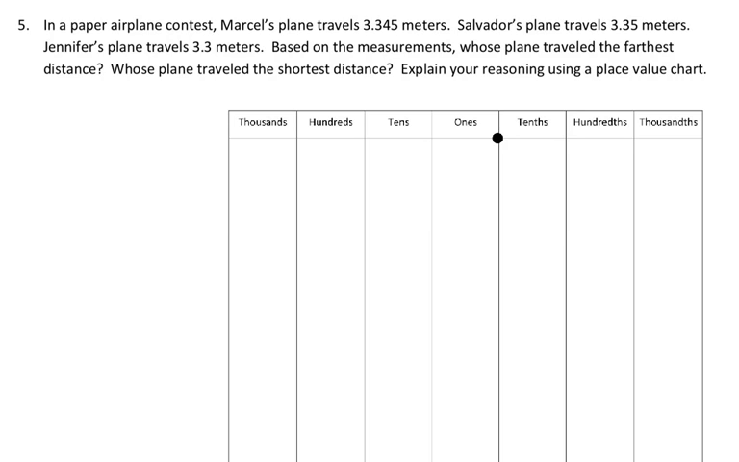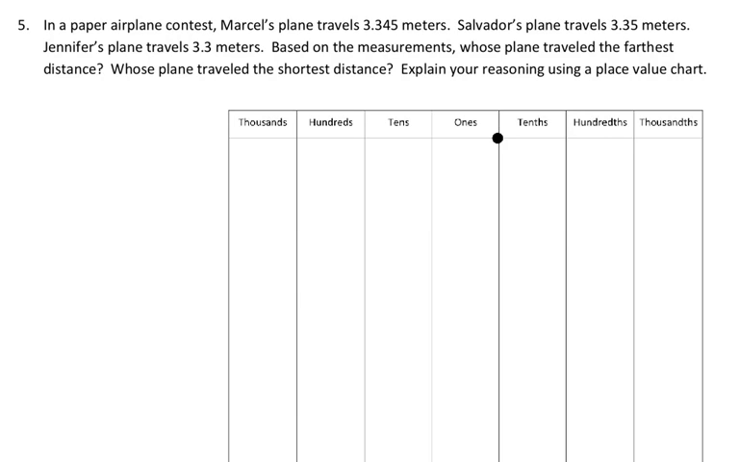In a paper airplane contest, Marcel's plane travels 3 and 345 thousandths meters. Salvatore's plane traveled 3 and 35 hundredth meters. Jennifer's plane travels 3 and 3/10ths meters. Based on the measurements, whose plane traveled the farthest distance, whose plane traveled the shortest distance, and explain your reasoning using the place value chart.